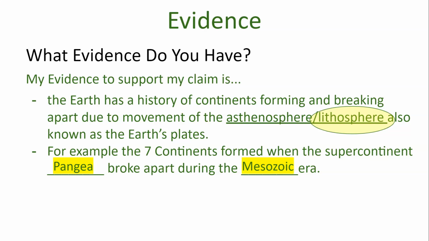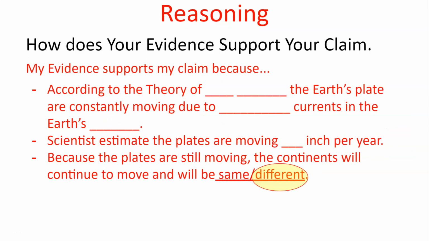So in this case, for our evidence, what we could say is the Earth has a history of continents forming and breaking apart due to the movement of the lithosphere, also known as the Earth's plates. And I give a specific example. For example, the 7 continents formed when the supercontinent Pangaea broke apart during the Mesozoic era. So far we have our claim and we have our evidence. Now let's get into our reasoning.